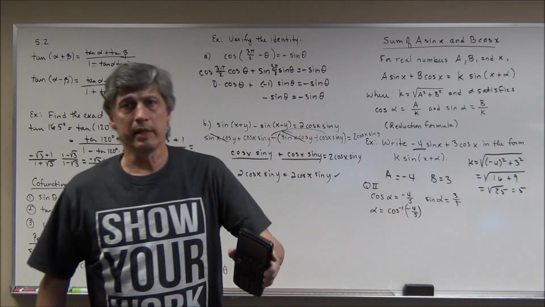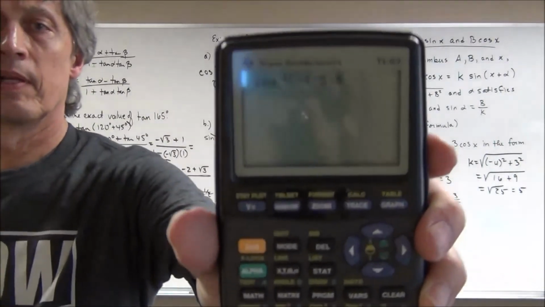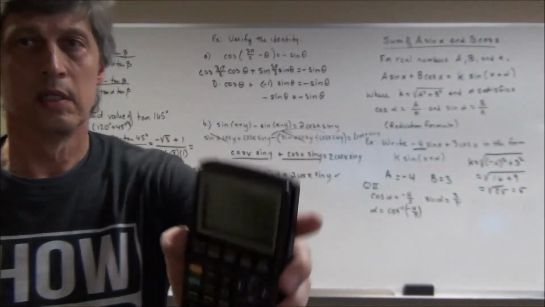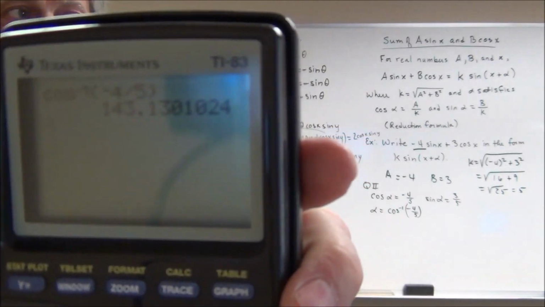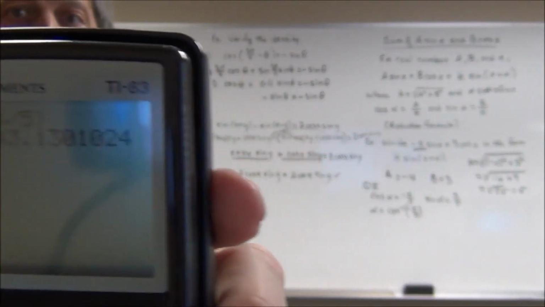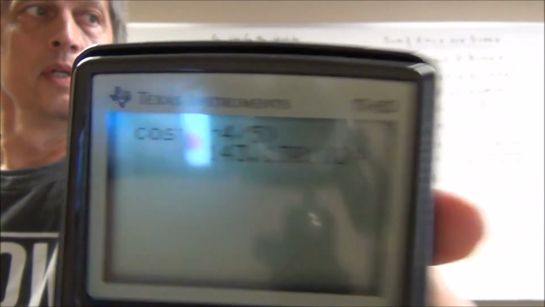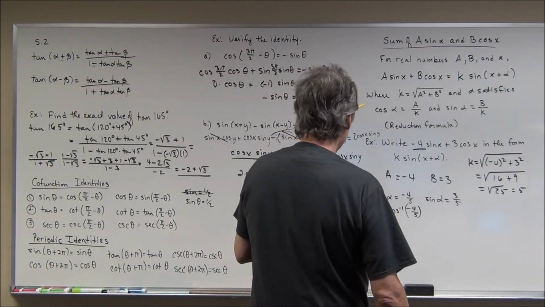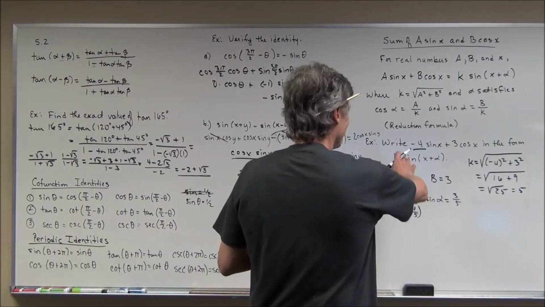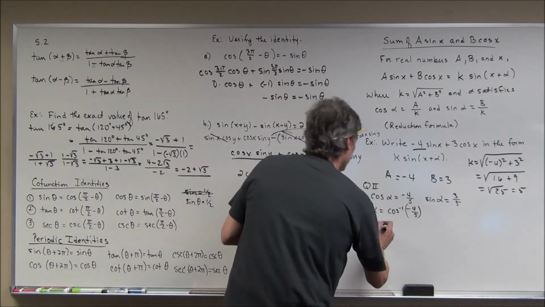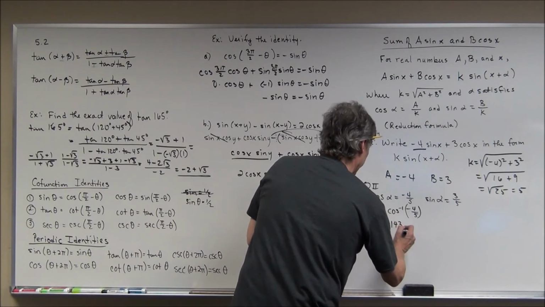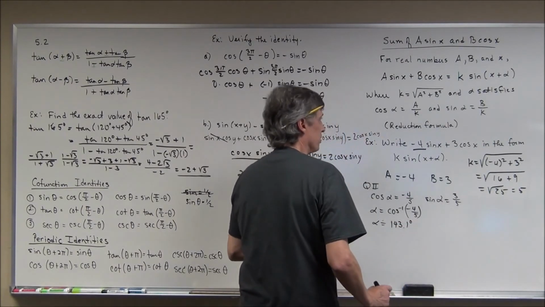And I'll hold it up here again so you can see it. Hopefully you can see that okay. And I'll hit equals. And you can see it. At least I hope you can. There we go. And I get 143.13, etc. It does not say where to round to, so I will round this to 1 decimal place just for my convenience. And that would be in degrees.